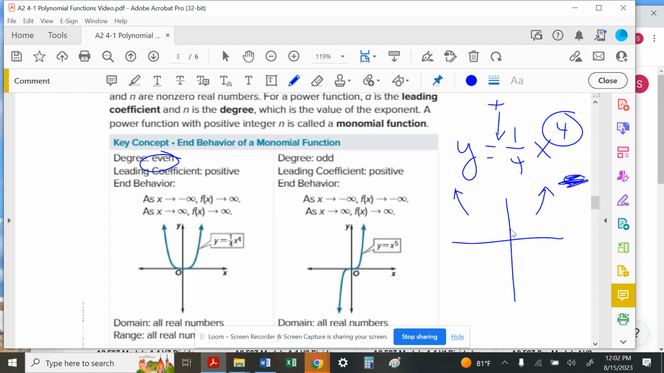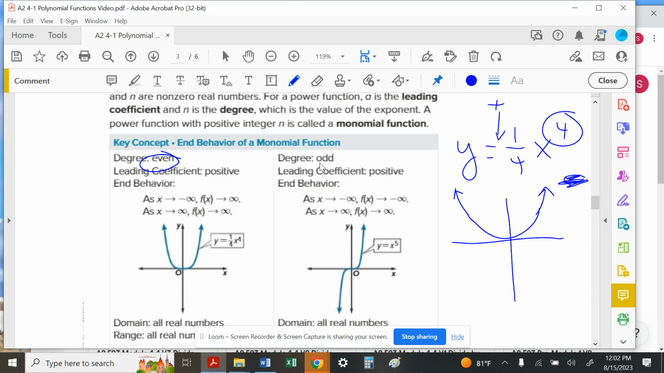And then on the left-hand side, which is my beginning behavior, because this is an even number power, it also goes up. So that means my function is going to look something like that. Okay? Not always exact, right? I didn't get exactly what they got. It's going to look something like that, though.